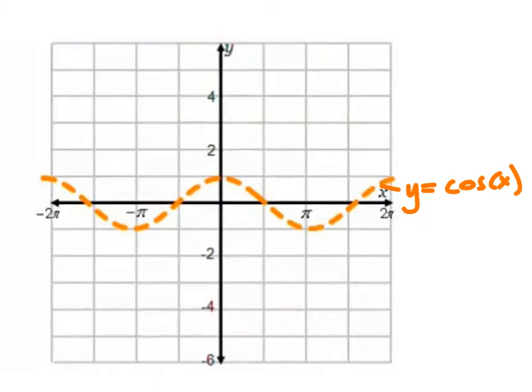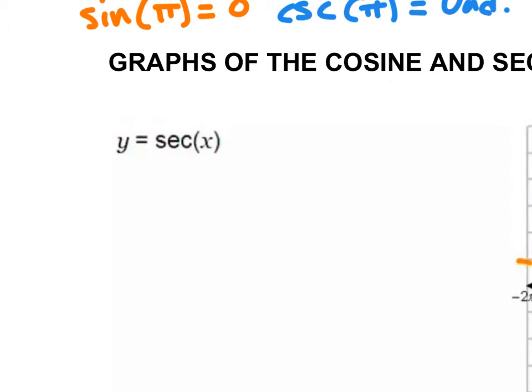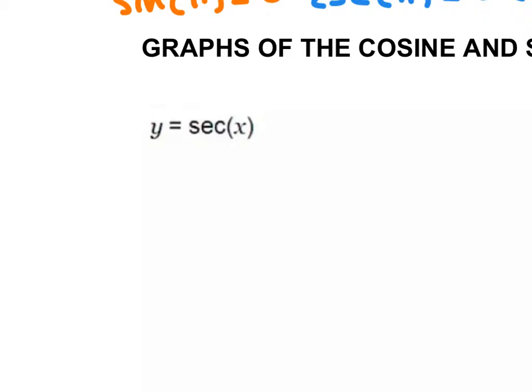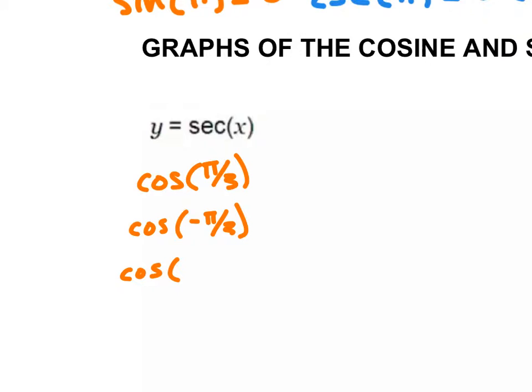Let's do cosine of pi over 3. Let's do cosine of negative pi over 3. And let's do cosine of 0, okay? Cosine of pi over 3 is going to be the value of 1/2. Same thing with cosine of negative pi over 3. That's going to be a value of 1/2, all right? Cosine of 0, the x value on the unit circle at an angle of 0, is going to be 1, okay?